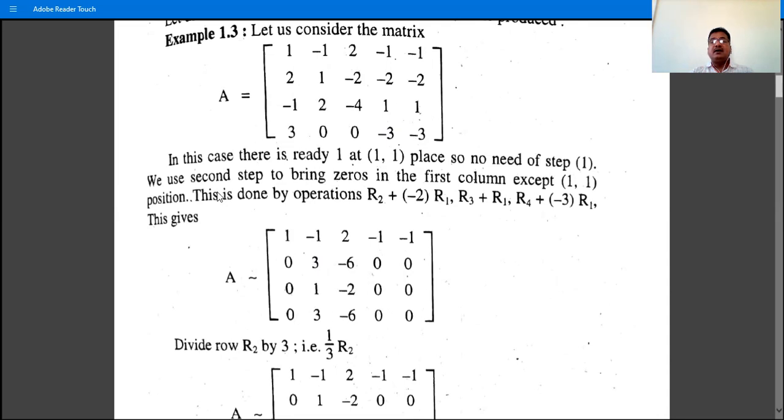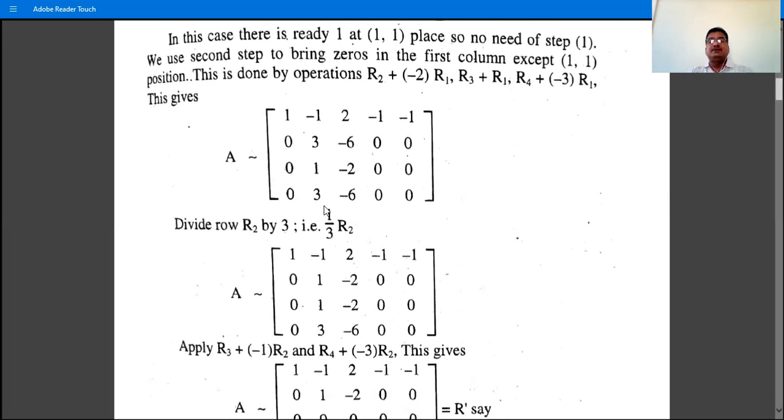Then the third operation, R4 minus 3 R1. That is the change in the fourth row. Multiply the first row by -3 and add in the fourth row. So -3 plus 3 becomes 0. -3 and -1 become plus 3, and plus 0 is 3. Then -3 into 2 becomes -6, plus 0 is -6. Then -3 and -1 multiplication is plus 3, and plus 3 and -3 is 0. Again plus 3 and -3 is 0.